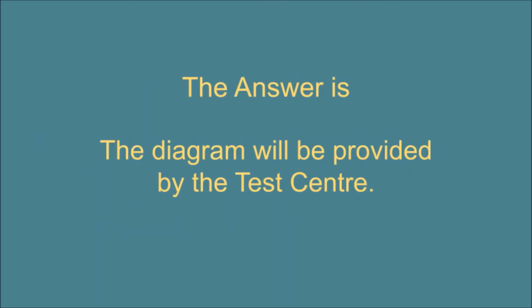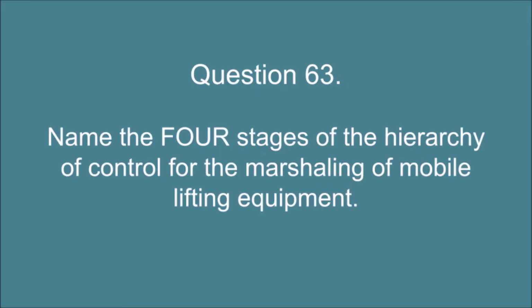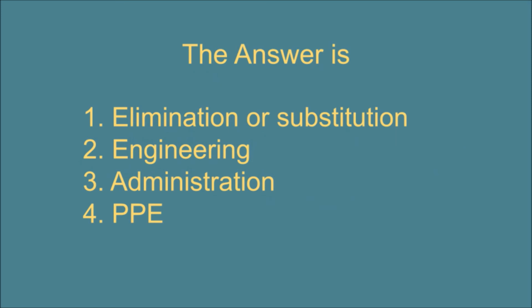The answer is: the diagram will be provided by the test center. Question 63. Name the 4 stages of the hierarchy of control for the marshalling of mobile lifting equipment. The answer is: 1. Elimination or substitution. 2. Engineering. 3. Administration. 4.